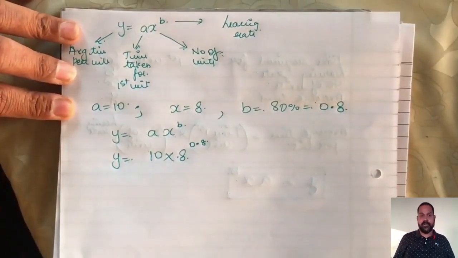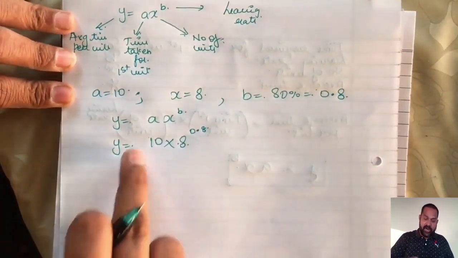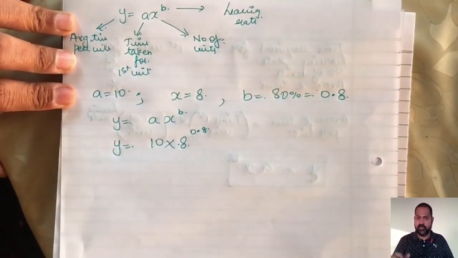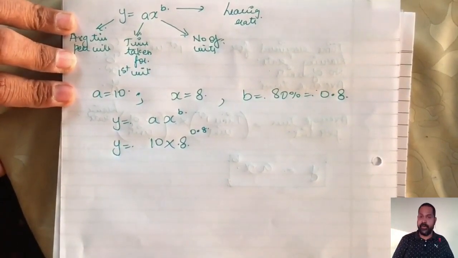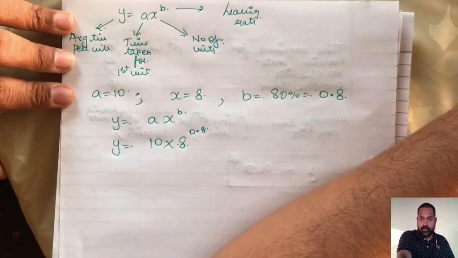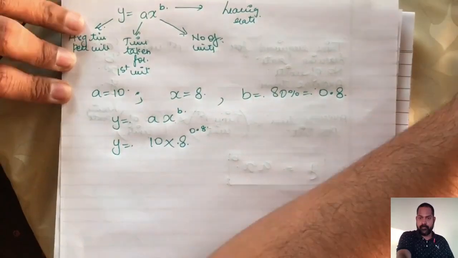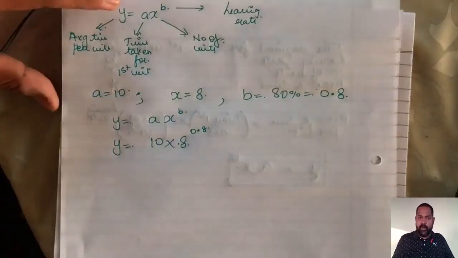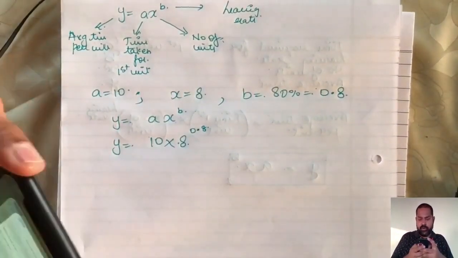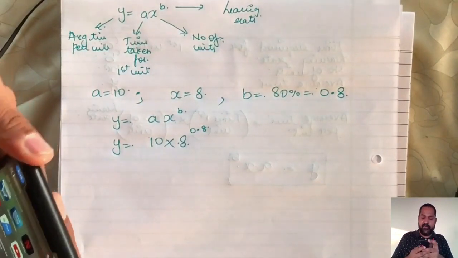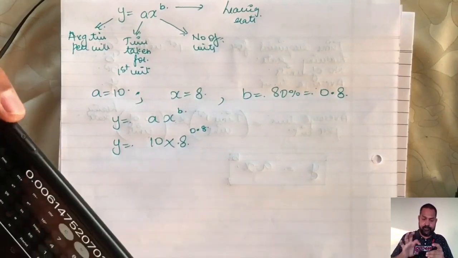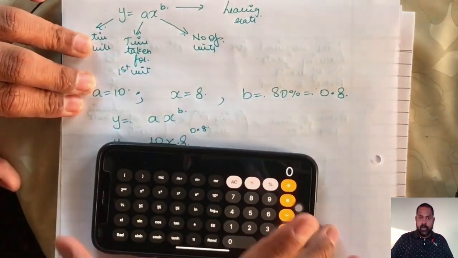Sir, there is a problem. I can't do 8 raised to 0.8. That's okay. That is my job. I will show you how to do 8 raised to 0.8. For now, I am not going to do this in our normal calculators because you can't. I am going to do this in your phone calculators because scientific is much easier. Correct? Perfect.